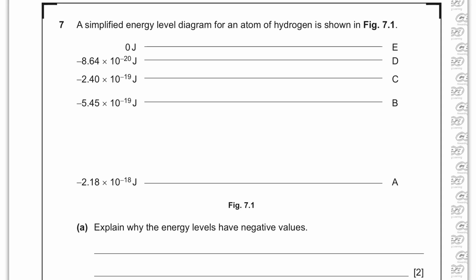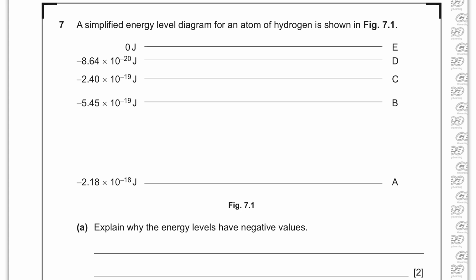Question 7. A simplified energy level diagram for an atom of hydrogen is shown in figure 7.1. Part A. Explain why the energy levels have negative values. Okay, so this is all about the idea that for you to get one of these electrons out of the hydrogen, you would have to pay over some energy to get it to the surface.